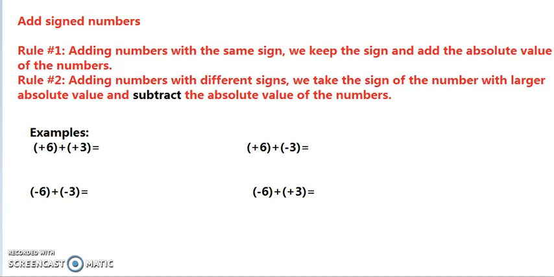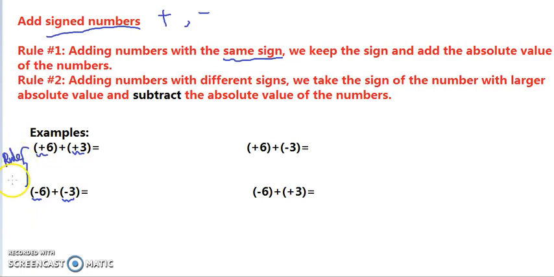In this video, we're going to talk about how to add signed numbers. We have two rules. Rule number one: when we add two numbers with the same sign, because the signed numbers could have a positive sign, plus, or a minus sign. So if these two numbers have the same sign, both plus, like in this example, or both minus, these are the first case.